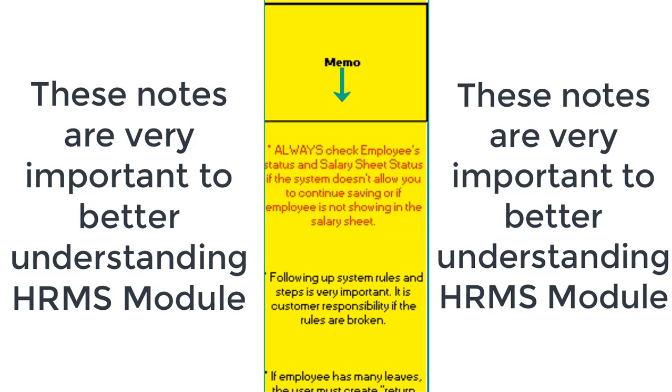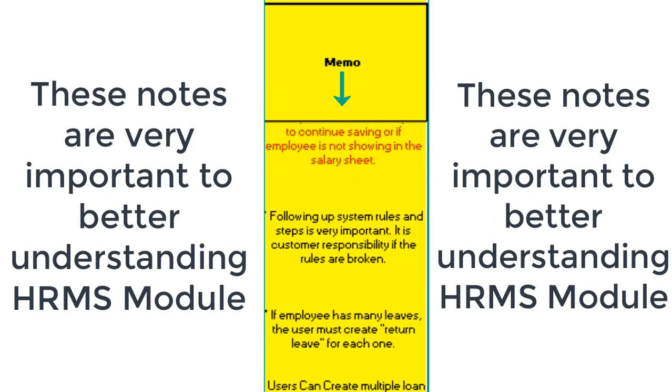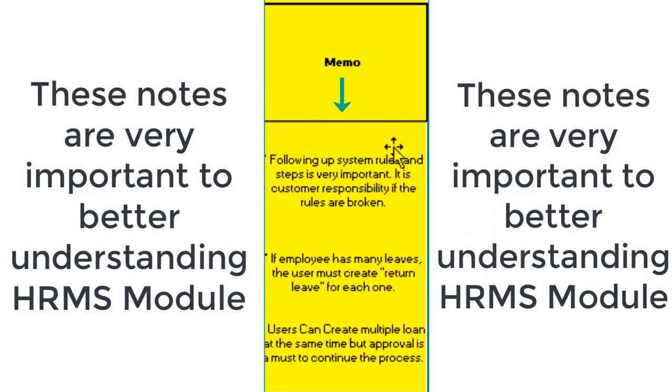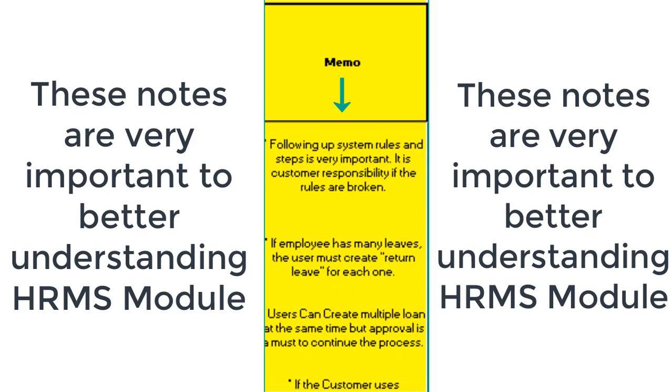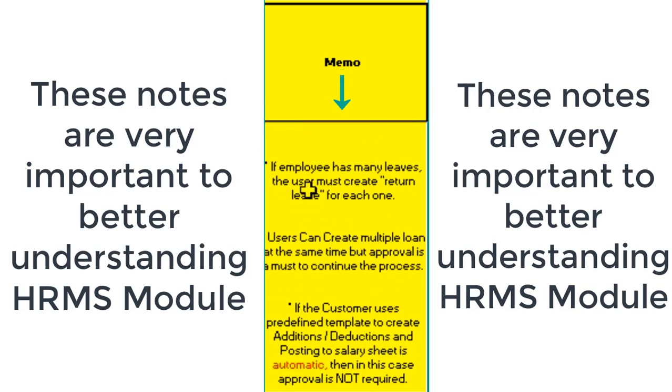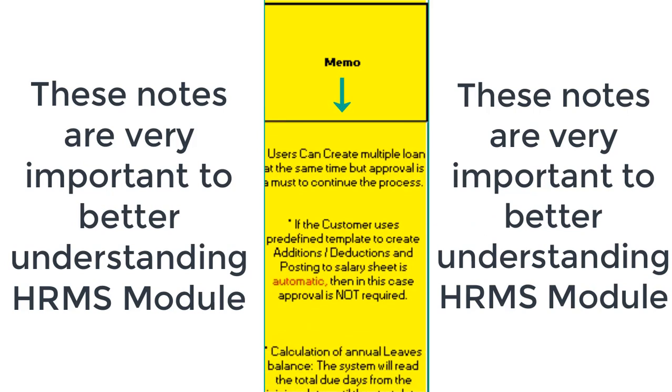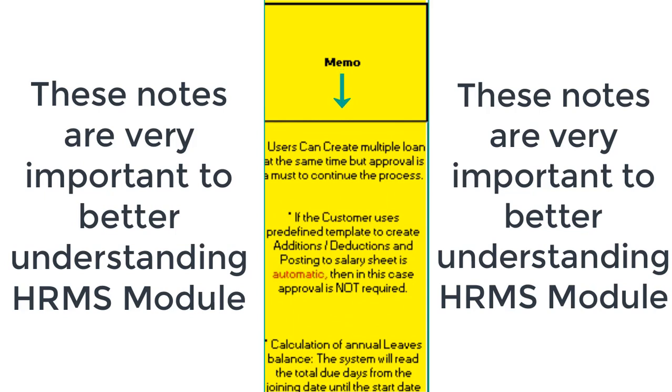and they are inactive. One more thing is that you should always follow up with the system rules, and it's basically the customer's responsibility if those rules, which have been discussed before, are broken. And whether, for example, you have many leaves, or the user finds that there are so many leaves regarding employees, all these leaves must be returned at the time the employee has returned in order for the system to know when the employee has returned. Because there are different consequences, whether it's an early return, a late return, or a return on time.